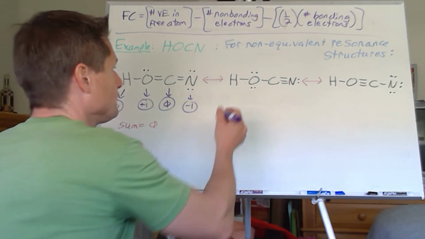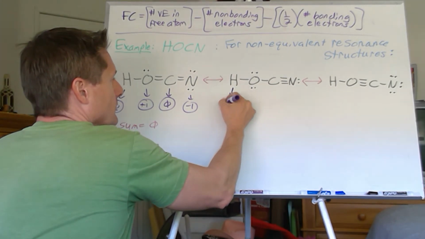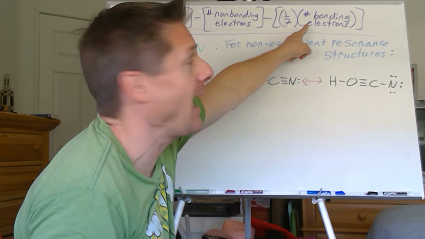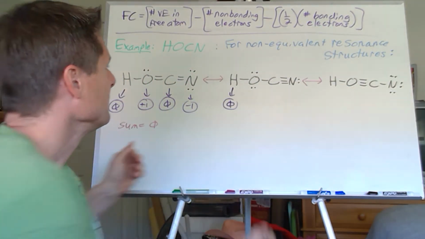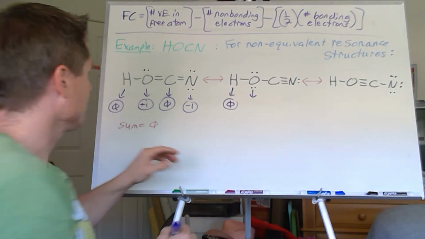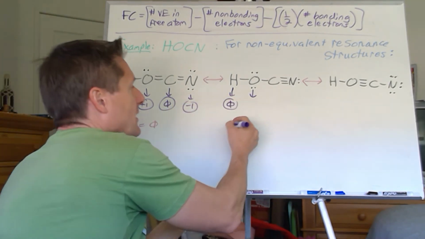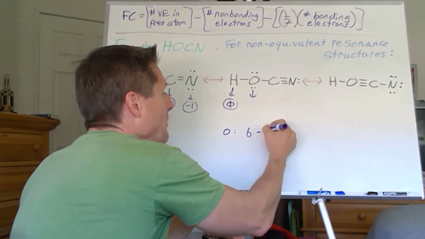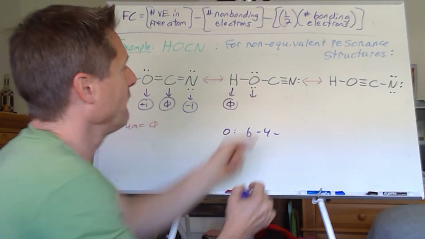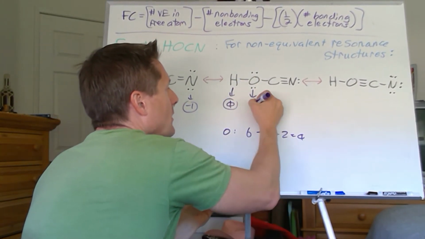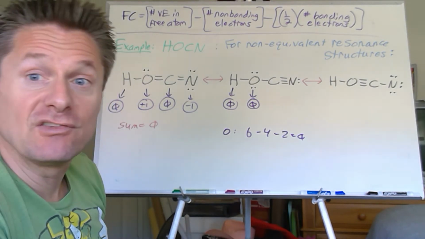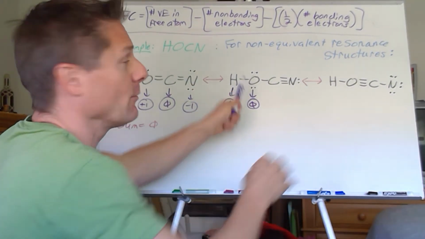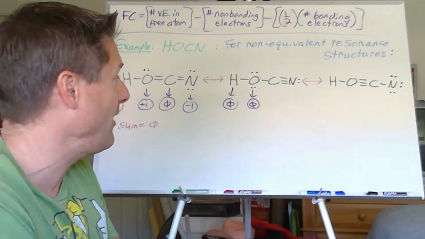Let's do this one. Hydrogen's pretty much always going to be a 0. 1 minus half of 2, which is 1. 1 minus 1. Let's do this oxygen. Here is a +1. Let's do the oxygen. 6 in the free state. We've got 4 non-bonding electrons. Half of 4 is 2. So that oxygen's a 0. Oxygen's much happier with 2 covalent bonds and 2 lone pairs.